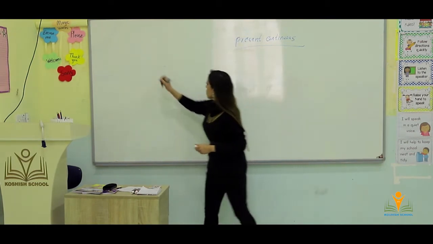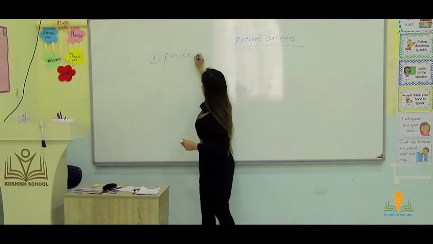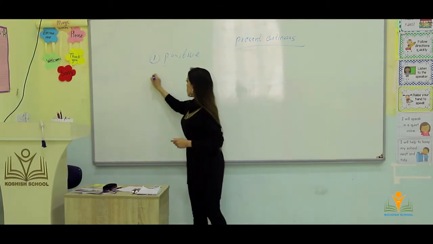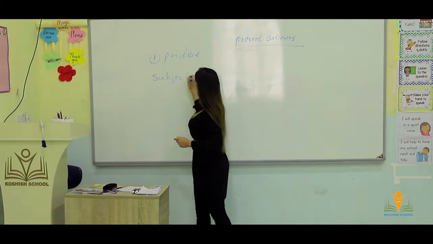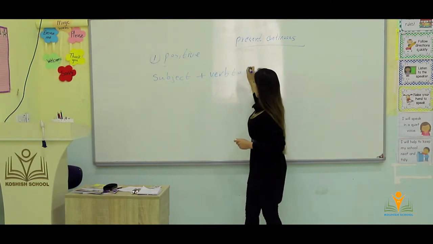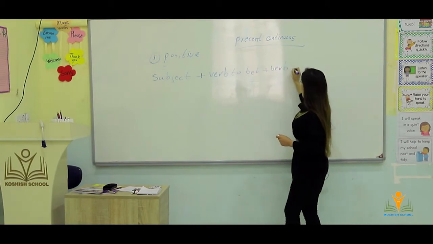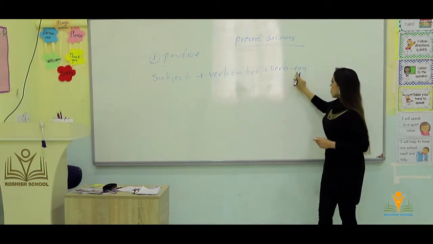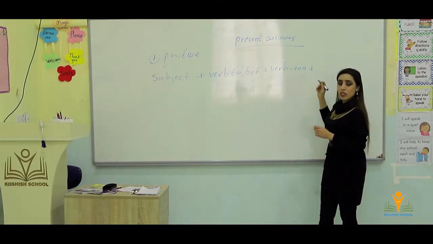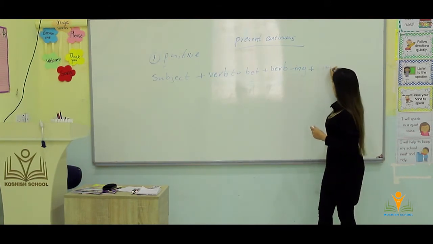The first rule, the positive one. The positive rule starts with the subject. And then verb to be. After that, verb with ing. The verb takes ing. At the end, the complement, the extra word, comes at the end of the sentence. We add them.